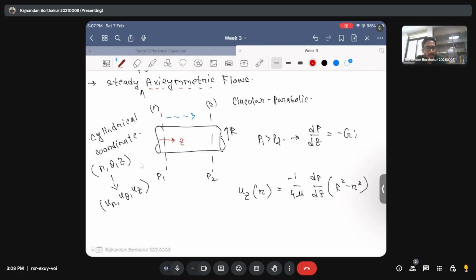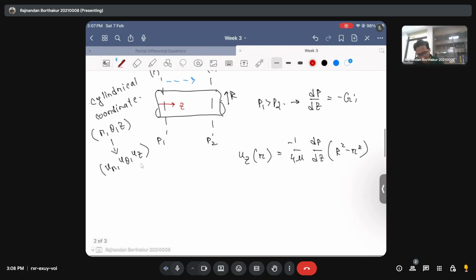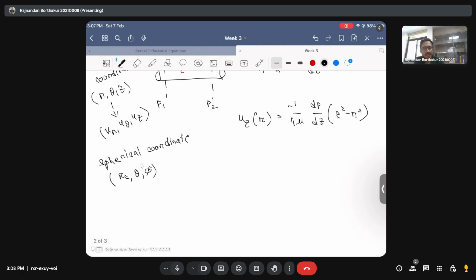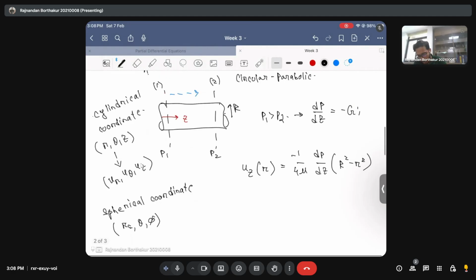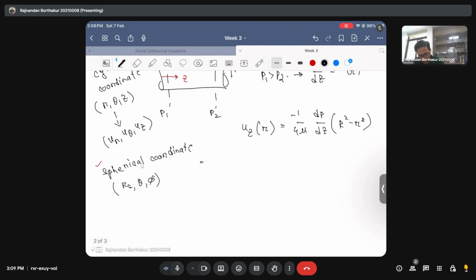But in the case of curvilinear coordinates, like the cylindrical coordinate system, or sometimes we also encounter the spherical coordinate system, which we will see later in this course, this is generally denoted as Rs, theta, and phi, where Rs is the spherical radius, theta is the polar angle, and phi is the azimuthal angle. These coordinate systems, the cylindrical and the spherical, are known as curvilinear coordinates.